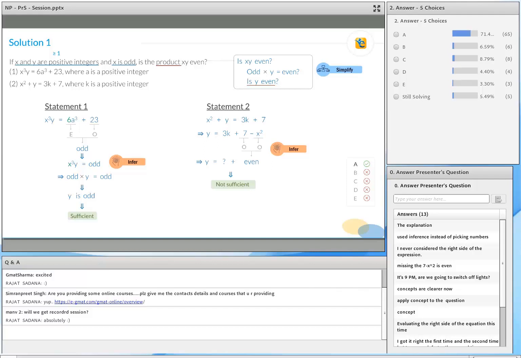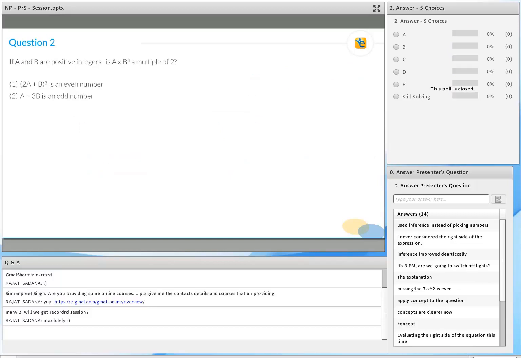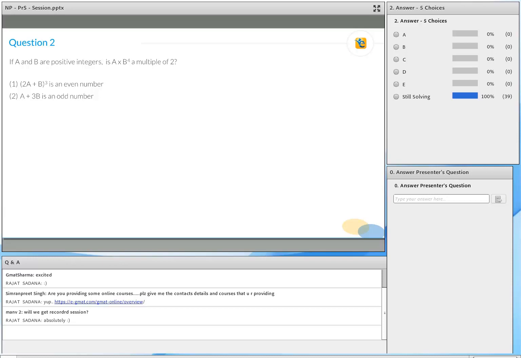So good. All right, let's move on to question number two now. Go ahead and answer this question again. Can you please click on Still Solving? Good.